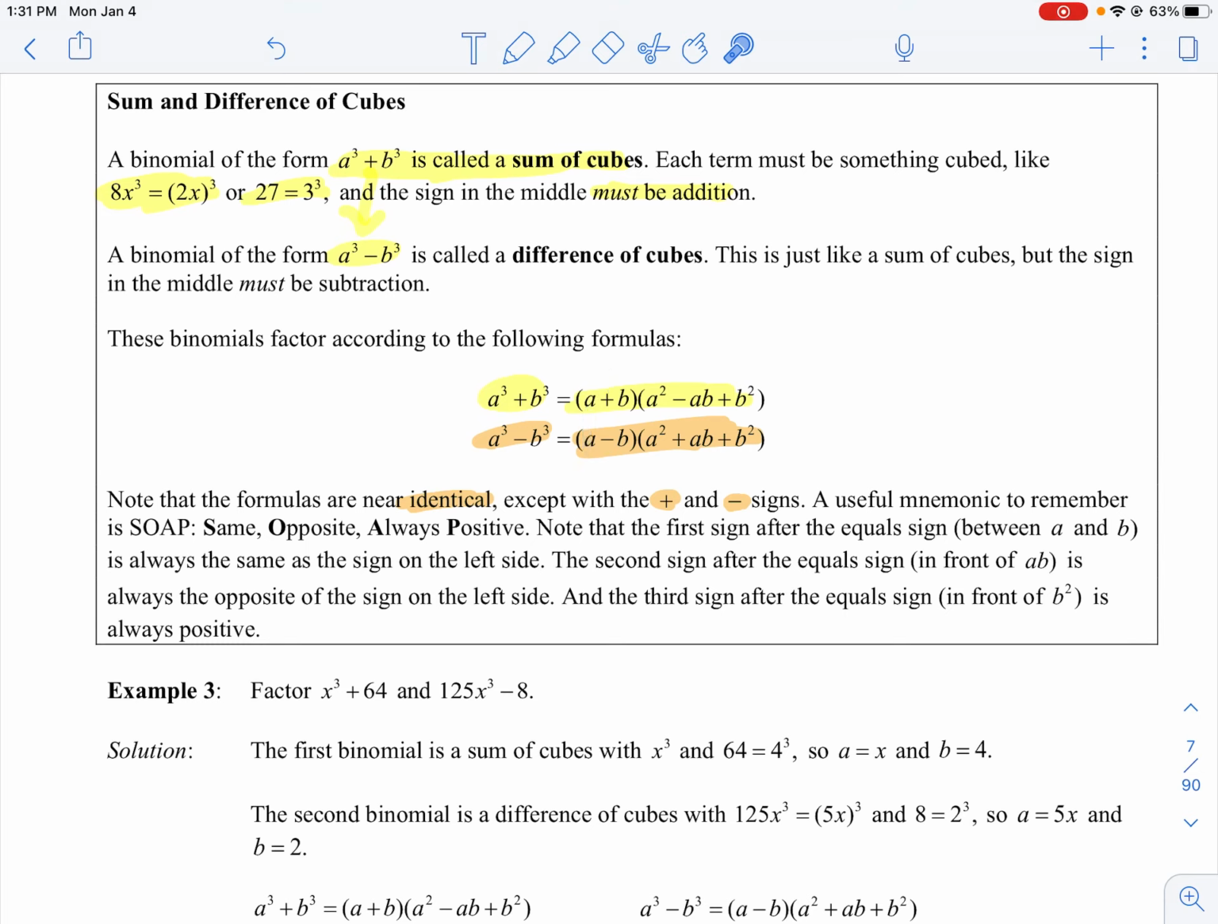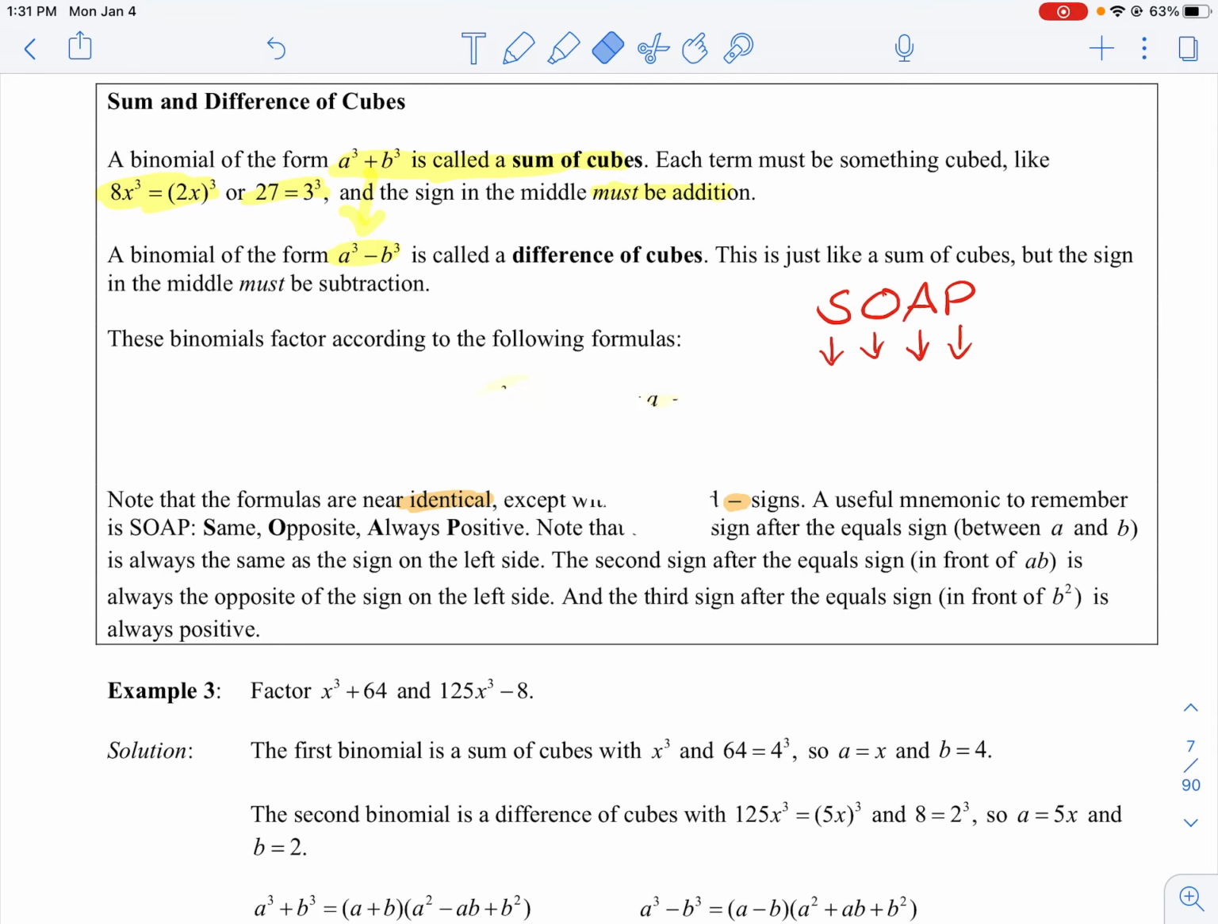And so in order for us to remember it, we are going to use SOAP. SOAP stands for same, opposite, always positive. S for the same, O for opposite, A for always positive. What does that mean? So let me clean it up over here.